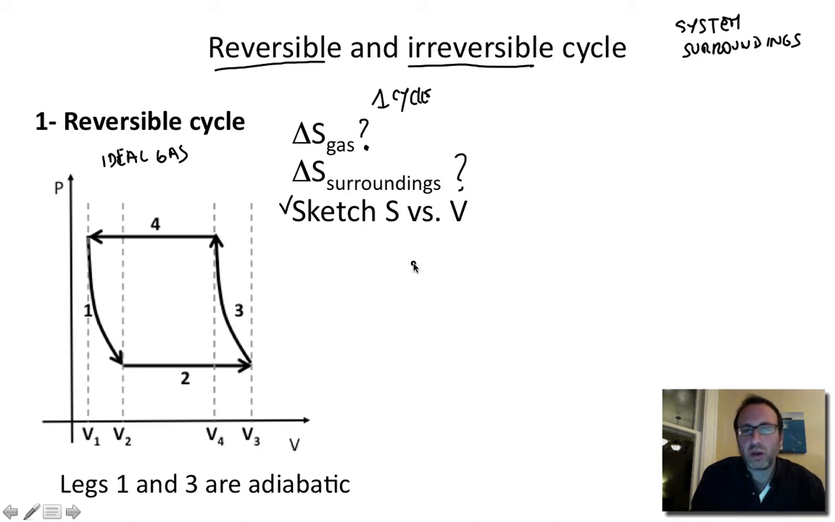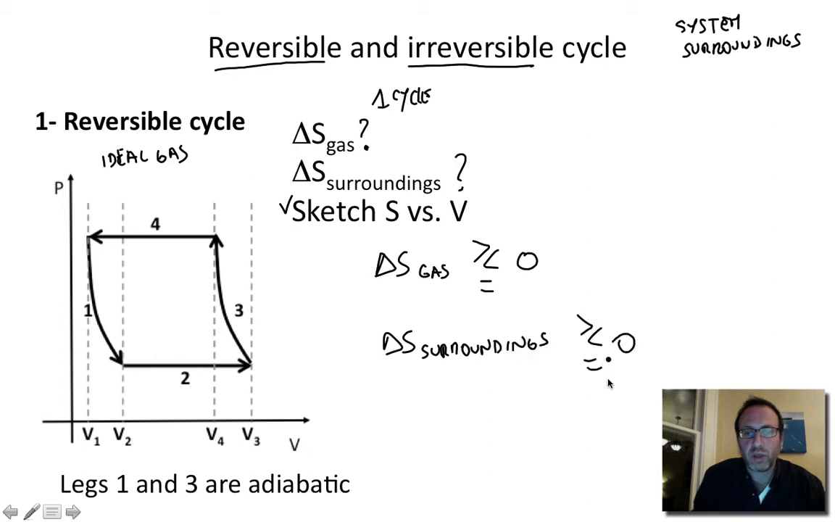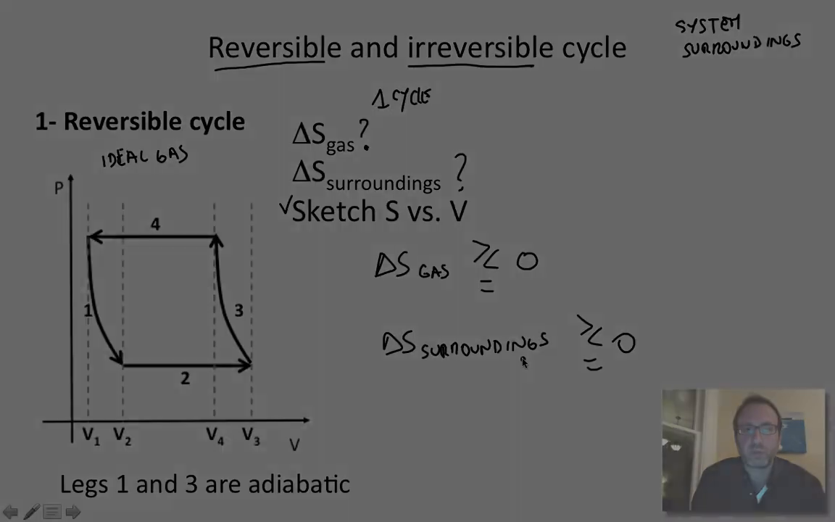So while we learn how to figure out how to put quizzes in the screencast, what I will ask you is to write here or on a piece of paper whether you think that delta S gas is larger, smaller or equal to 0. Delta S surroundings is larger, smaller or equal to 0. And then sketch S versus V. So pause the screencast, do that. And then the screencast will continue with me solving the problem for you. But this works best if you try it by yourselves first.